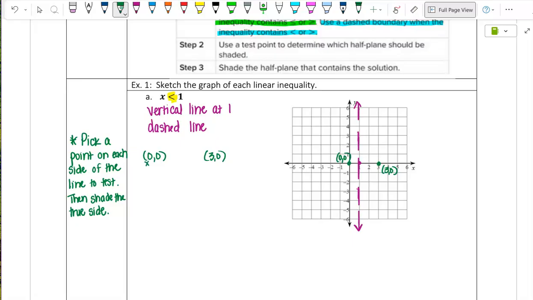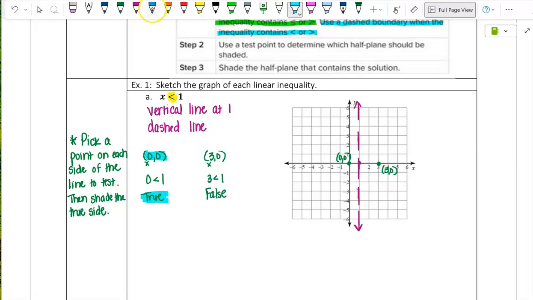Now here, I just need my x coordinates because I just have x is less than 1. So 0 is less than 1 when I substitute in. Is that a true statement? Is 0 less than 1? That is true. So if I substitute in the other one, I'm expecting it to give me a false statement. Is 3 less than 1? No, that is false.